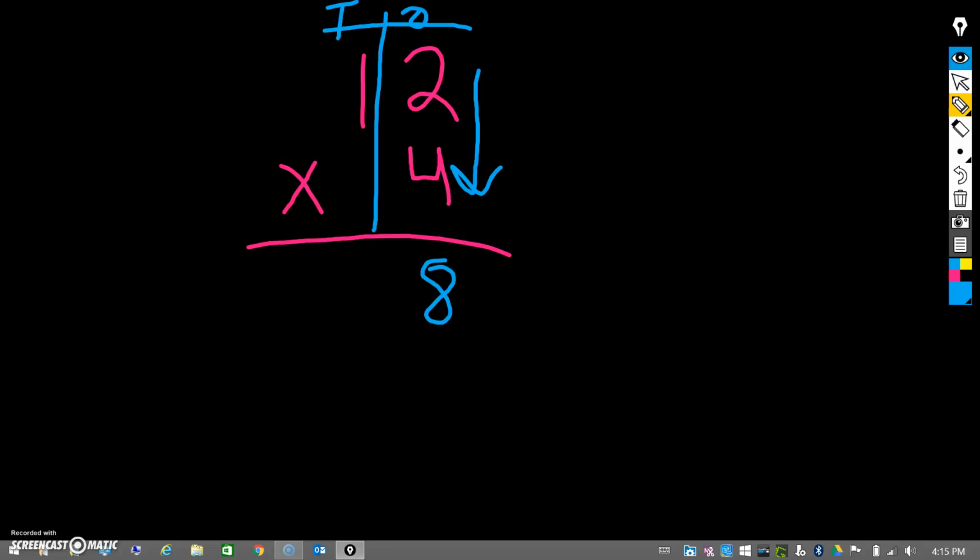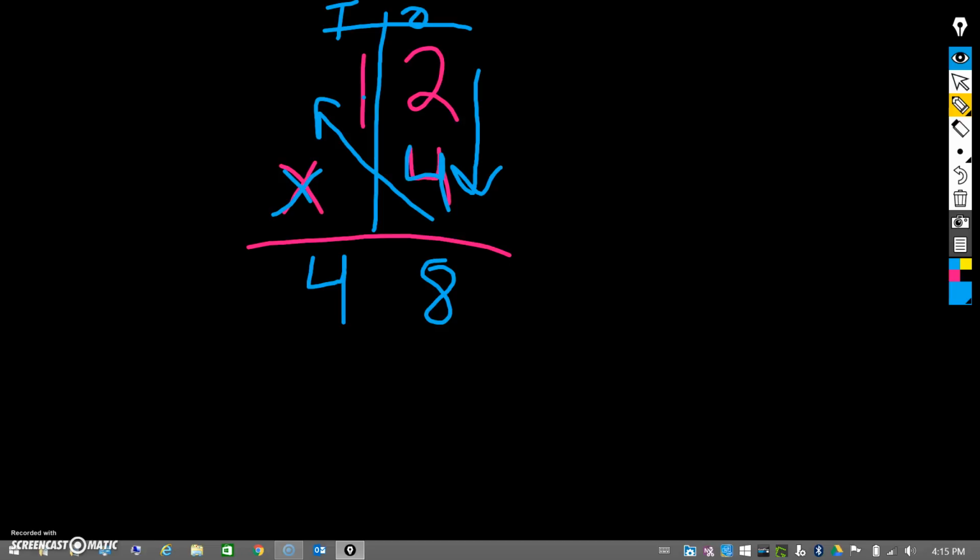Now, this is where it gets a little bit different. We're going to go diagonally, like this. Now we're going to do 1 times 4 to get our 10s place. 1 times 4, we do our identity property of multiplication, is 4. That goes in the 10s place. Okay, and that gives us our answer. 12 times 4 is 48. We start in the 1s, we go straight down, and then to get our 10s place, we go diagonally. We do the number in our 10s place in the top, times our 1-digit number on the bottom.